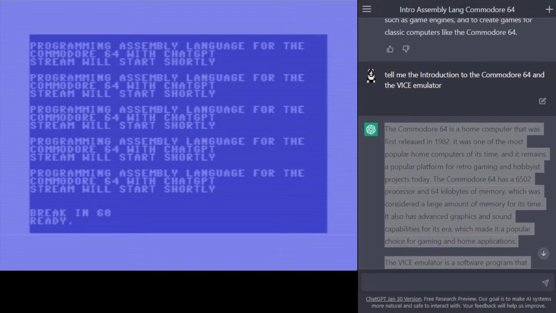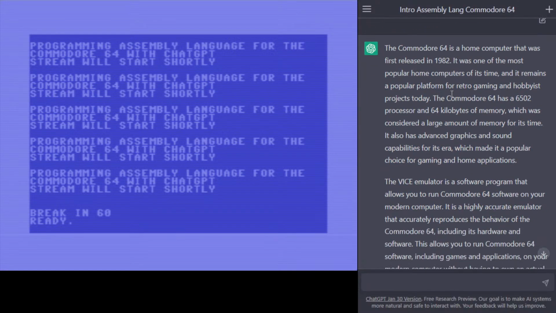The Commodore 64 is a home computer that was first released in 1982. It was one of the most popular home computers of its time, and it remains a popular platform for retro gaming and hobbyist projects today. The Commodore 64 has a 6502 processor and 64 kilobytes of memory, which was considered a large amount of memory for its time. It also has advanced graphics and sound capabilities for its era, which made it a popular choice for gaming and home applications.